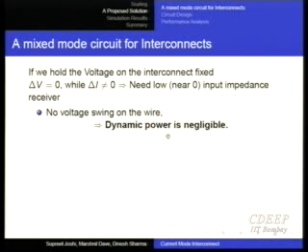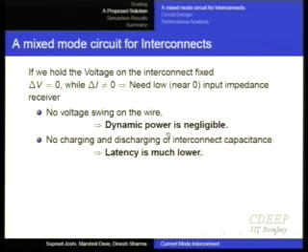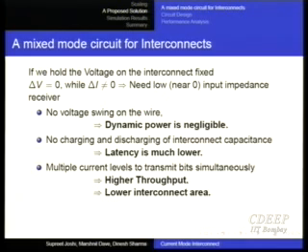That there is no voltage swing on the wire, so dynamic power is negligible. No charging and discharging of interconnect capacitance, therefore latency is lower. Multiple current levels, therefore higher throughput. In the same amount of time I am sending 2 bits. So I have not only reduced the amount of area, I have multiplied the throughput by a factor of 2. In the same amount of time the current changes from 0 to 1i, 2i, 3i, whatever. But in one clock bit, I am actually sending 2 bits. So therefore my throughput is higher and I have lower interconnect area. So this is very good, very tasty.